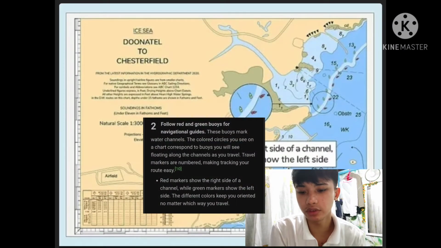So number 2 is, follow red and green buoys for navigational guides. These buoys mark water channels. The colored circles you see on a chart correspond to buoys you will see floating along the channel. As you travel, markers are numbered, making tracking your route easy.